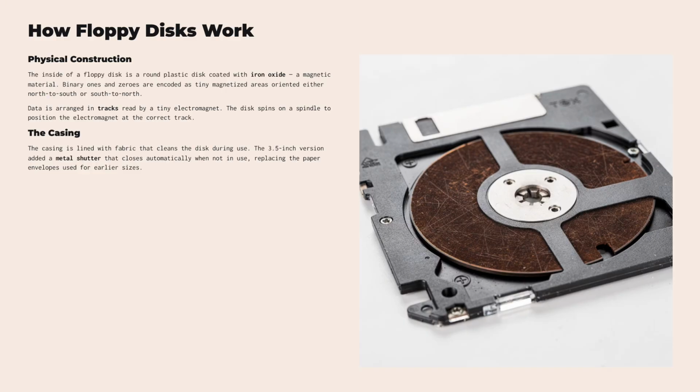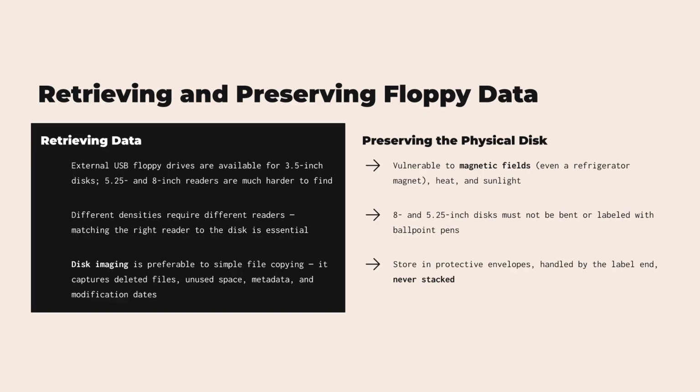For retrieval, external USB floppy drives are available for 3.5-inch disks, though 5.25-inch and 8-inch readers are considerably harder to find. Different density formats also require different readers. A double-density reader will not necessarily work with a high-density disk, or vice versa.